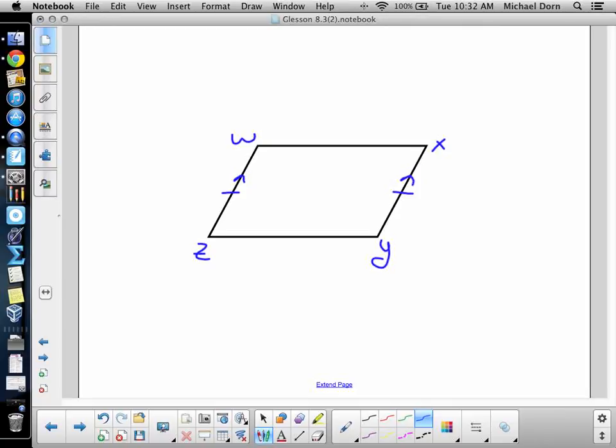Angle X congruent to angle Z? Yes, because it's a parallelogram. WX is congruent to ZY? Yes. Or parallel to ZY? Yes, because it's a parallelogram. The only one that's not necessarily true is that a pair of opposite angles adds up to 180.